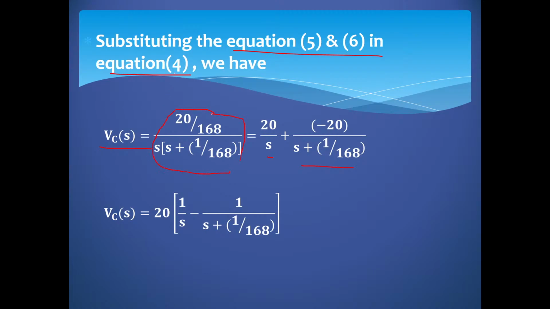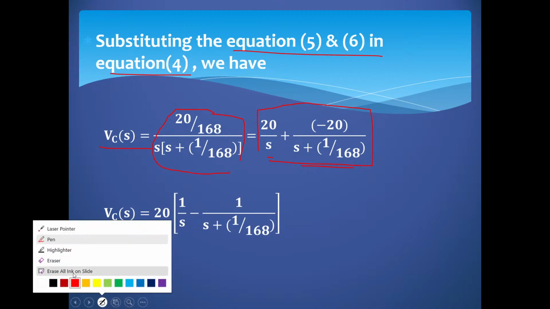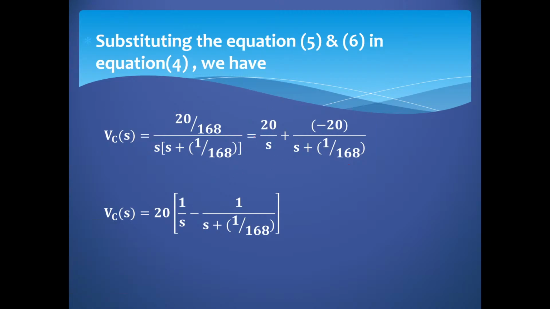This is the term which you have modified and written in this partial fraction form, if you remember. So substitute A and B values, and if you see, the magnitudes are the same. So take 20 common. Vc of s is equal to 20 into 1 by s minus 1 by s plus 1 by 168. So what is the inverse Laplace of 1 by s? It is 1.